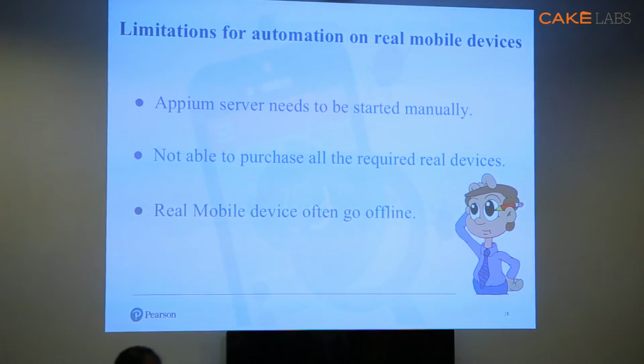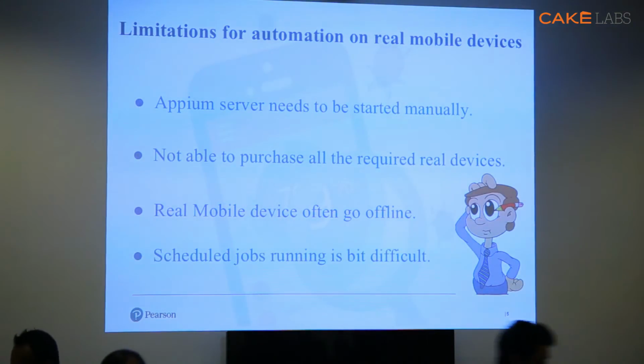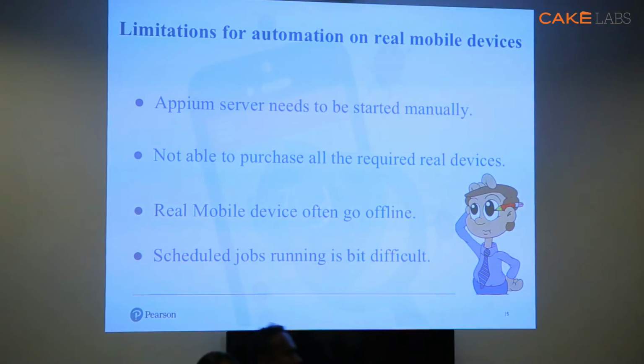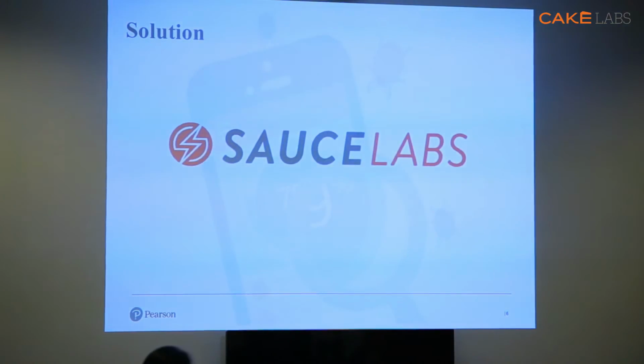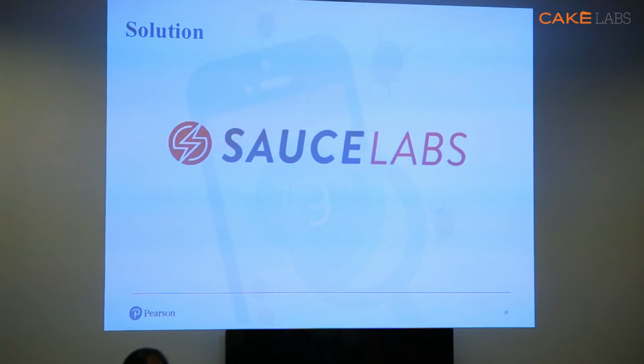And then, the connection between our computer and the real mobile devices might be lost because mobile devices often go offline, and it's not easy to do CI integration and scheduled running because it's not practical to have a mobile device attached to our computer all the time. So to overcome these problems, we came up with the solution, that is integrating our automation scripts with Sauce Labs.